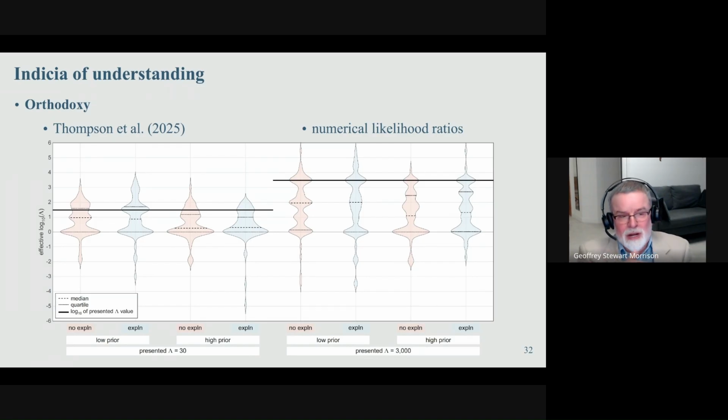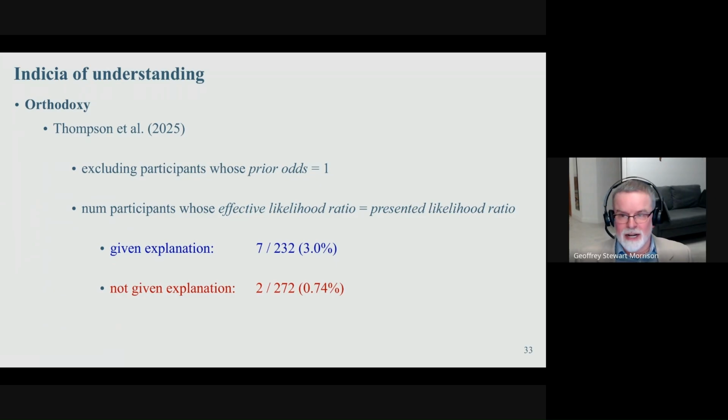One of the things to notice is that a lot of participants had effective likelihood ratios of 1. Another problem we had was that a lot of participants had prior odds of 1. So we did some statistical analysis. We had to exclude participants who had prior odds of 1, because we don't know if their effective likelihood ratio equals the presented likelihood ratio. Is that because they understood the meaning of the likelihood ratio and correctly applied Bayes theorem, or did they commit the prosecutor's fallacy? After removing participants whose responses had prior odds of 1, about 3% of participants given the explanation gave orthodox responses, i.e. their effective likelihood ratio equaled the presented likelihood ratio, and less than 1% of those not given the explanation did.